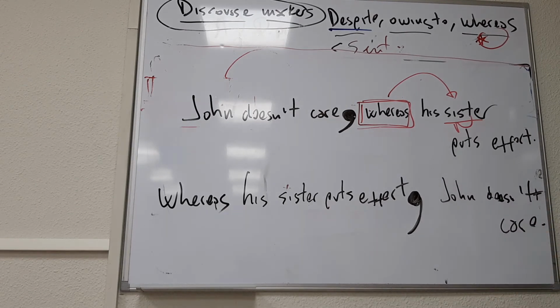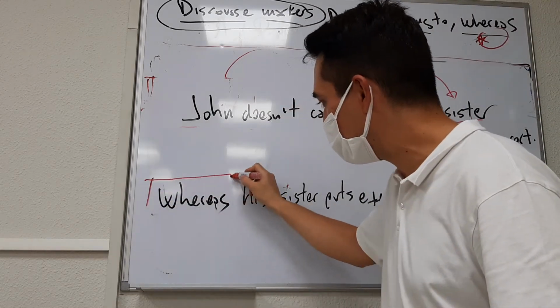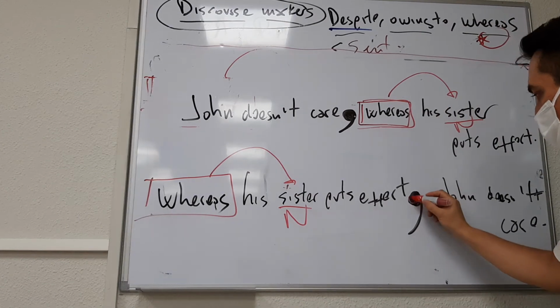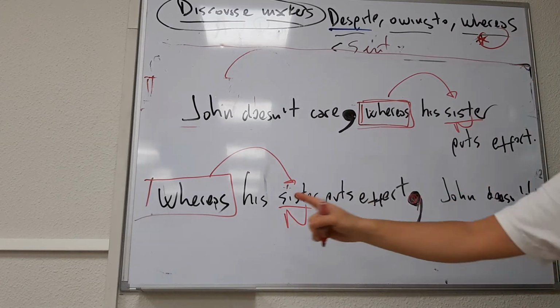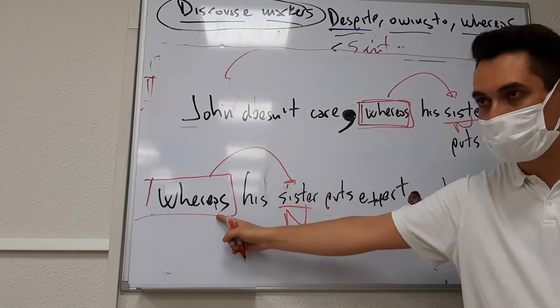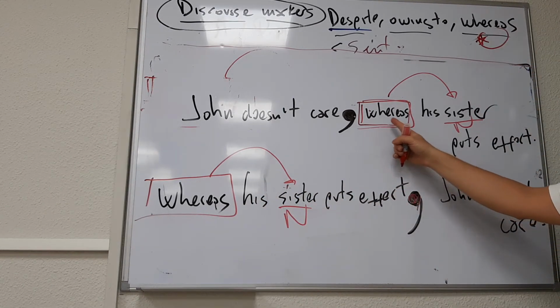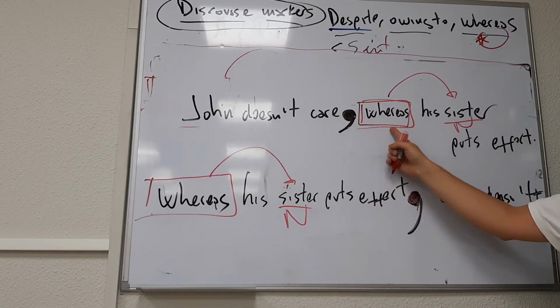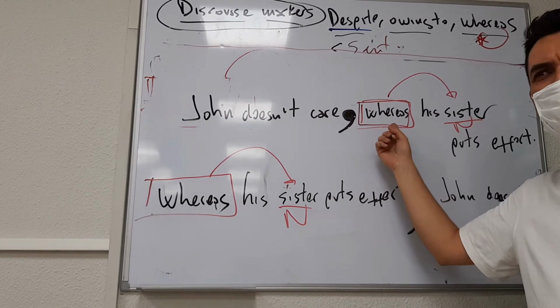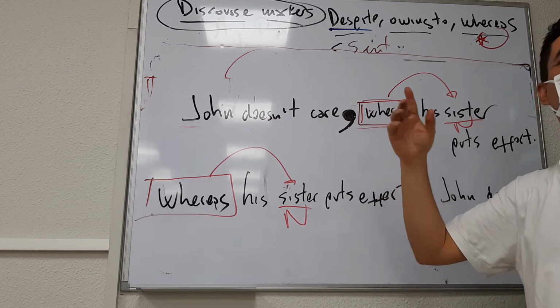So again, we can have the discourse marker at the beginning, again followed by a noun, and then comma. So be careful. Whereas asks for a comma when it is in the first position, but whereas is preceded by a comma when it's in middle position. So far so good? What was the translation for whereas? Oh, mientras que, thank you.